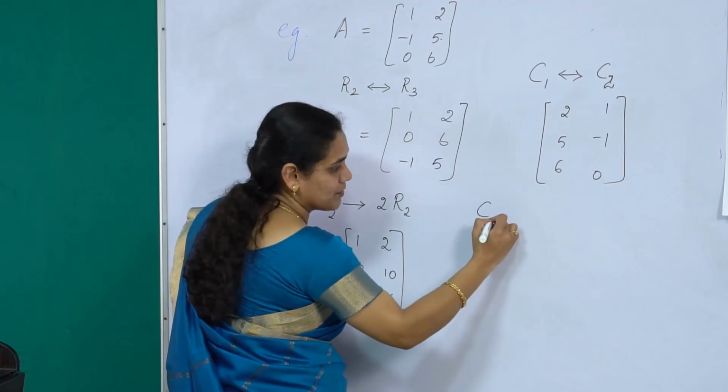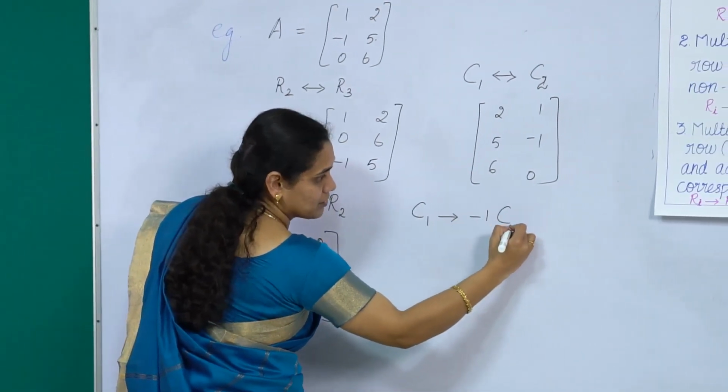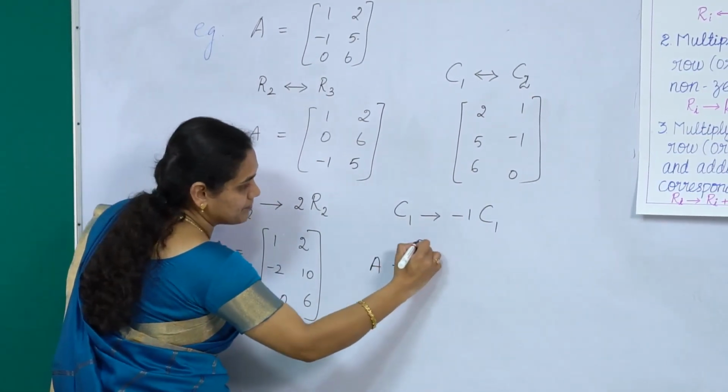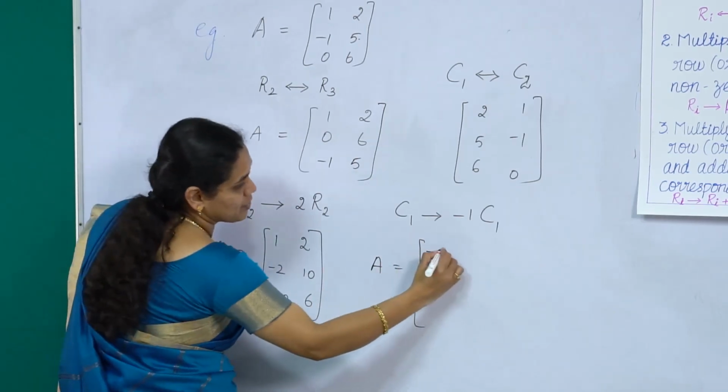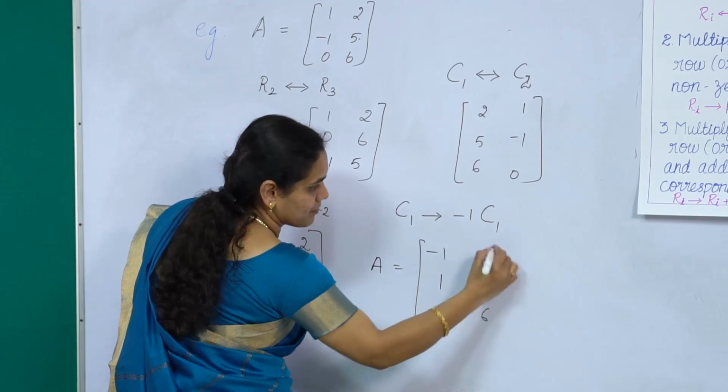In case of column, suppose I wish to multiply C1 with minus 1, that is minus of C1, then what will happen? A will become minus 1, plus 1, 0, and 2, 5, 6.